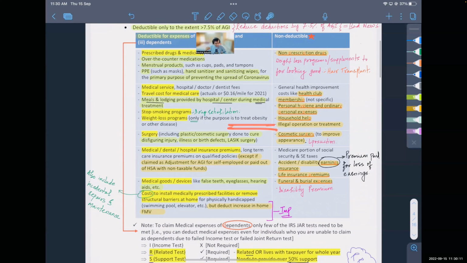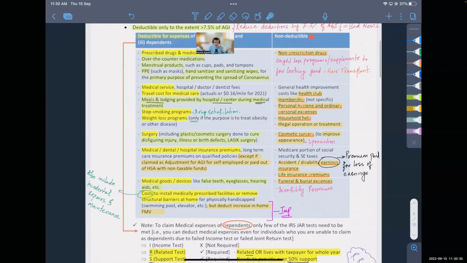Now, this item over here is not to look good. If there is a situation where the taxpayer goes for a weight loss program that is prescribed by the doctor, just to treat an ailment, just to treat a disease, then that is going to be deducted. But a weight loss program just to look good is never going to be a deduction, right? So this is how you have to remember it.